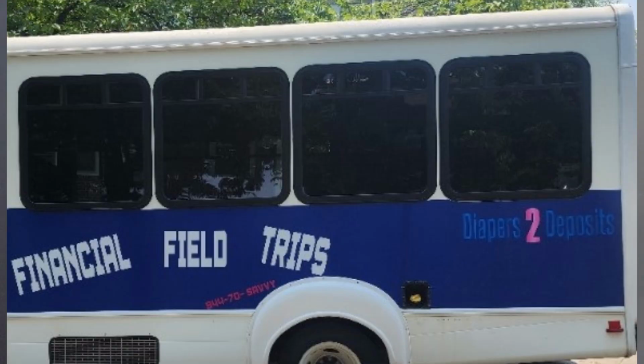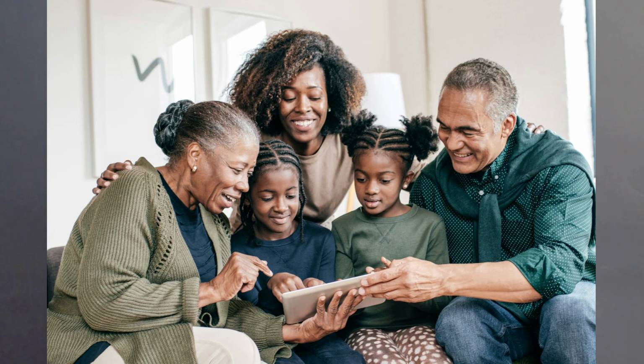Retirement. This one's a little harder to do, and this is why we do financial field trips here at Diapers to Deposits. But the best suggestion would be to either go visit grandma and grandpa and have them discuss what it looks like in retirement and whether they think they have enough money saved up or if they should have saved more money. Grandma and grandpa, of course, have a lot of wisdom. Talk to them if they're around. If they're not around, pick any senior citizen in your community.